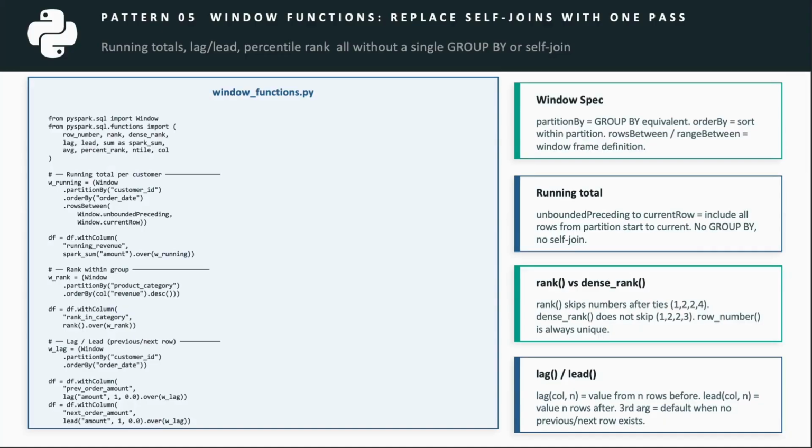So pattern number 5 that we'll be talking about, which is window functions, the most underused feature in PySpark for data engineers actually.